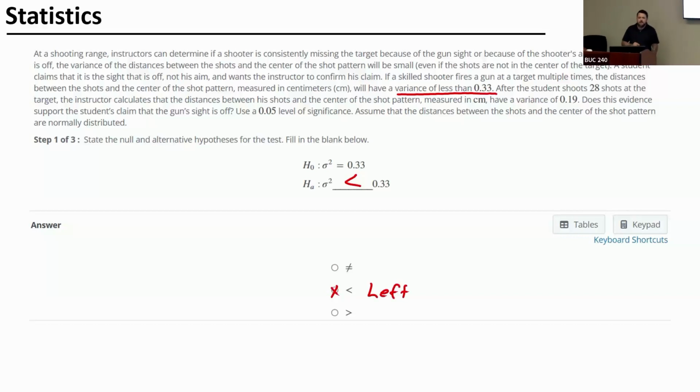Now I'm going to give you a formula. You are going to have to use this formula to find your test statistic. You cannot find it by your calculator, okay? So you need this formula. It is going to be chi squared is equal to n minus 1 times s squared divided by sigma squared, or sample variance divided by population variance.